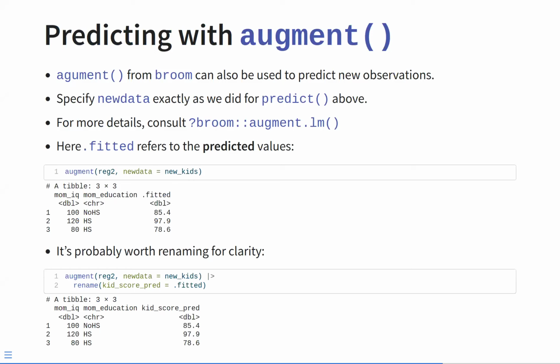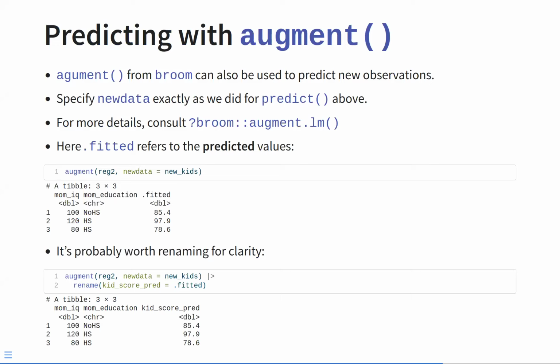But that's not the only way we can get predictions out of a fitted regression in R. We can also use the function augment that we've already met from broom. And this is actually a superior option because we know that broom gives us some improved functionality over the base R functions. The way that we use this augment command is almost exactly the same way as we did predict before, in that we're going to specify a fitted model, and then we're going to specify newdata in the same way that we did before. The difference here is that the predicted values won't just be returned as a vector.